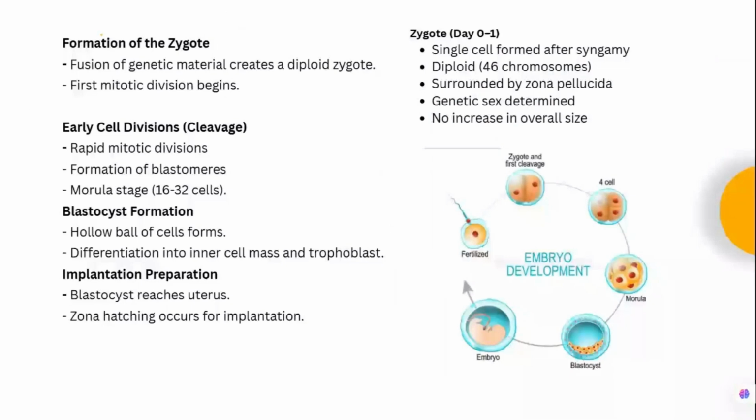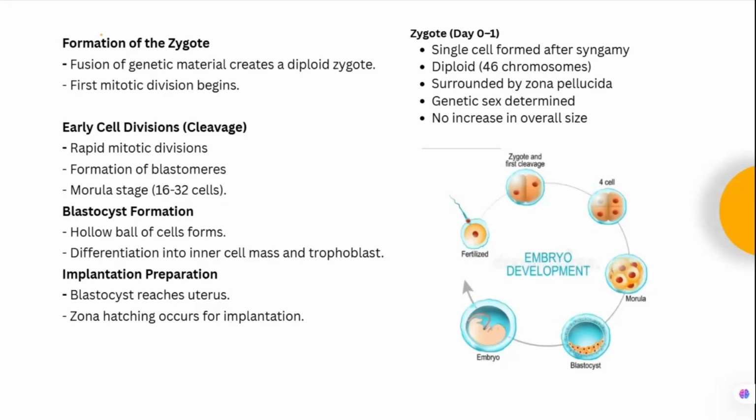Okay, so once the zygote is formed, we know that there is a male and female pronucleus. They will unite, and the two cells will form the zygote. There is a fusion of the genetic material that creates a diploid zygote. The first mitotic division begins. Early cell divisions are called cleavage.